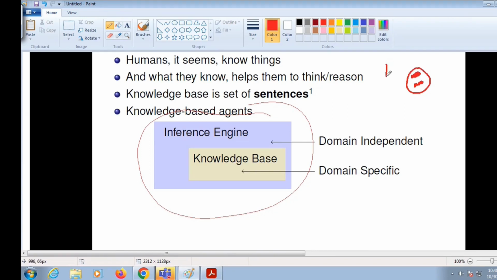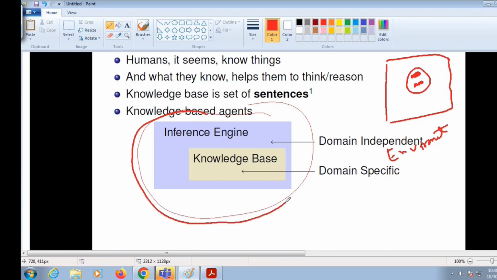And if you want to build a system, you can think that inside the complete thing which you are going to consider, there would be some environment, and in this environment you want this system to work. So this is only the knowledge based agent part. How to do the inference, how to find out the right things.